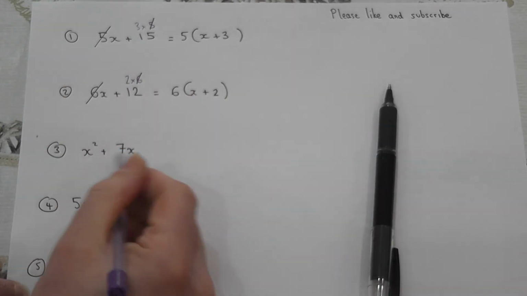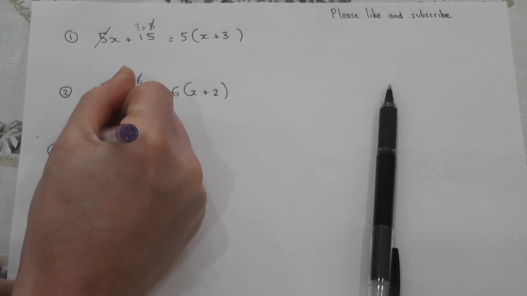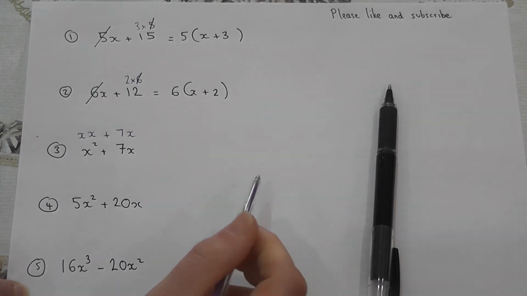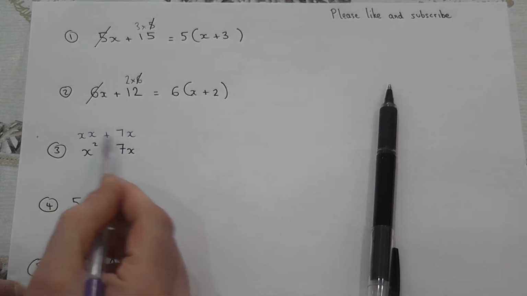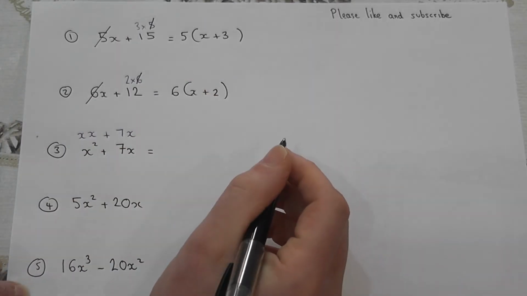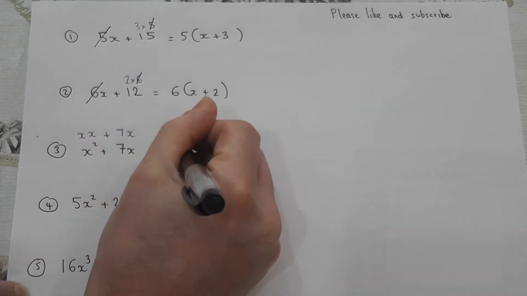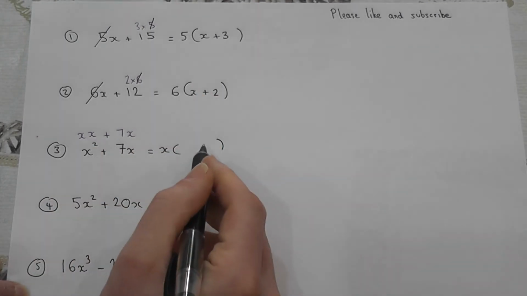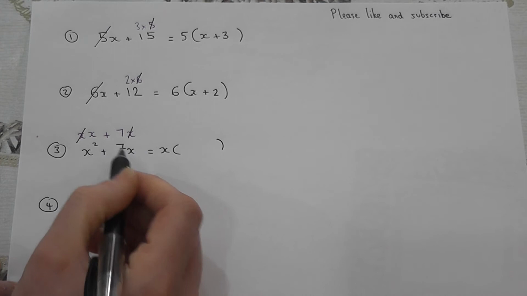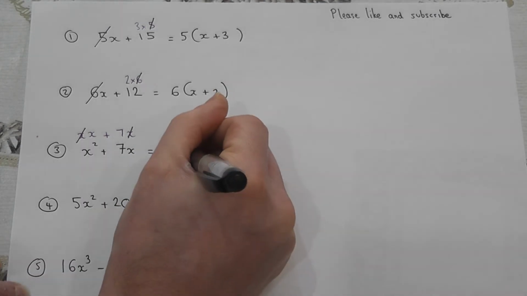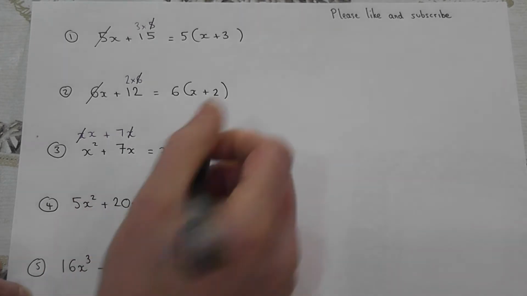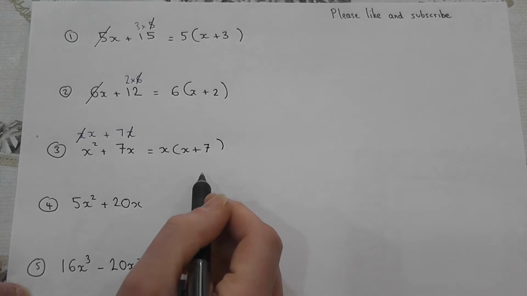x squared is the same as x times x, and we have a 7x. And if you look at this, you can see how there's an x in both terms. So that is my highest common factor, x. So the x goes outside the bracket. However, what's left in the bracket is an x term here and also a 7. So x squared plus 7x equals x bracket x plus 7.